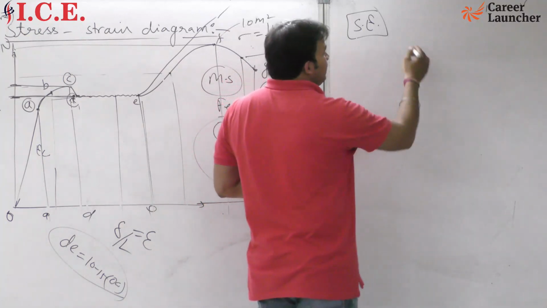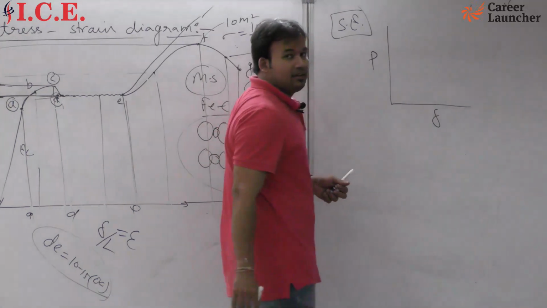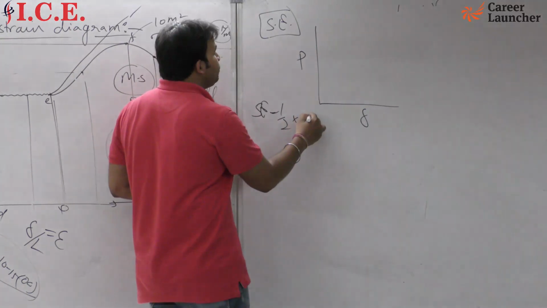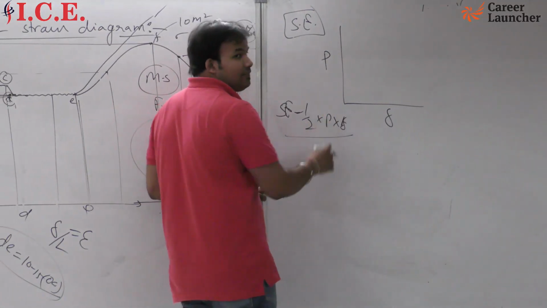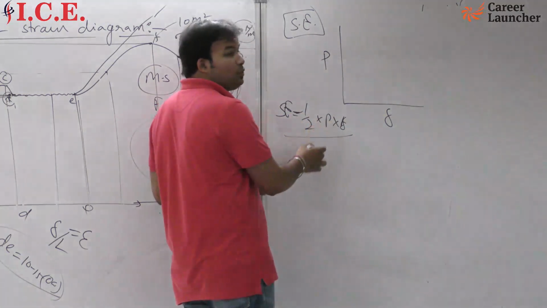Now, if you want to find the value of strain energy, because as we know, strain energy means 1 by 2 into P into delta. From where it came, I will explain in next classes. Okay, so strain energy is equal to 1 by 2 into P into delta.